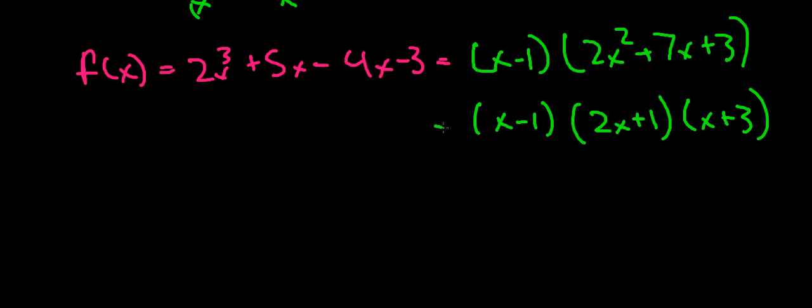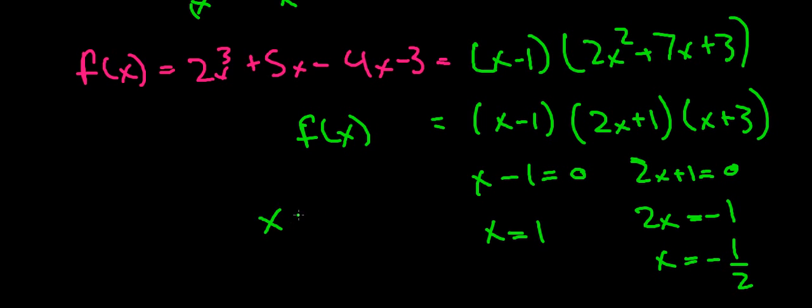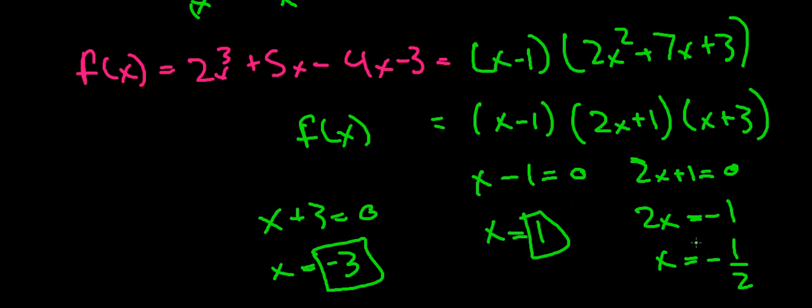But often we'll have things that don't factor. So this is the same as this. We've just factored it out, and we can see all of the zeros. When x minus 1 is equal to 0, x is equal to 1. 2x plus 1 is equal to 0, so 2x is equal to minus 1, and x is equal to minus 1/2. x plus 3 is equal to 0, and x is equal to minus 3. So we have minus 3, 1, and minus 1/2.